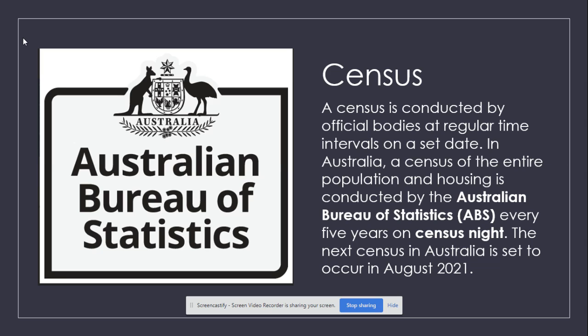In Australia, a census of the entire population and housing is conducted by the Australian Bureau of Statistics every 5 years on a census night. And the next census is in August 2021.